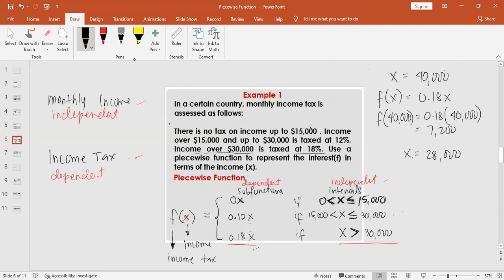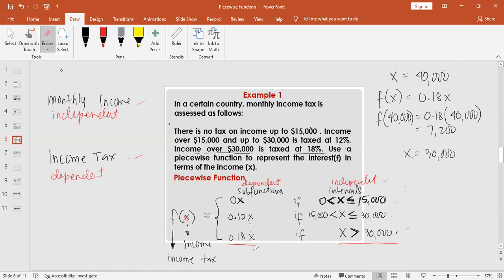Saan pasok si $28,000? Wait lang. 30,000 na lang. What if your monthly income is $30,000? What would be the income tax? Saan pasok si $30,000? Ay, may 30,000 pareha sa second and third. Sa tingin niyo, saan siya dyan pasok? Sa second or third?